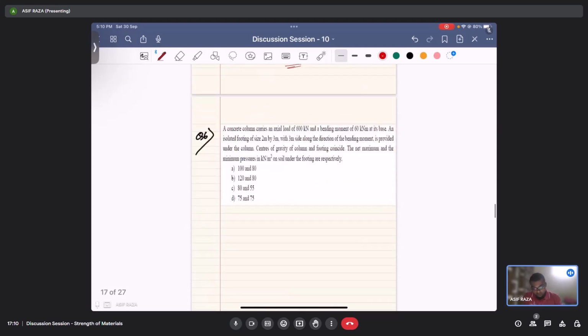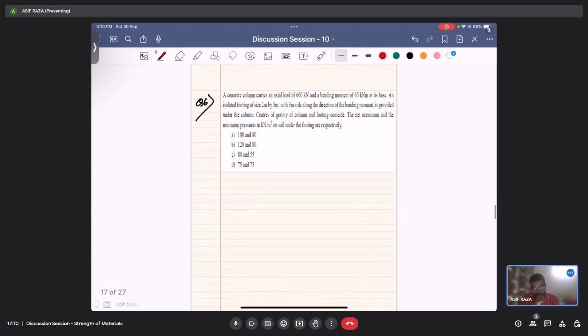Moving on to the next question. Question number 6. A concrete column carries an axial load of 600 kN, a bending moment of 60 kN-m at its base. An isolated footing of size 2 meter by 3 meter with 3 meter side along the direction of the bending moment is provided under the column. Centers of gravity of foot of column and footing coincide. The net maximum and minimum pressures in kilonewton per meter square under the footing respectively.